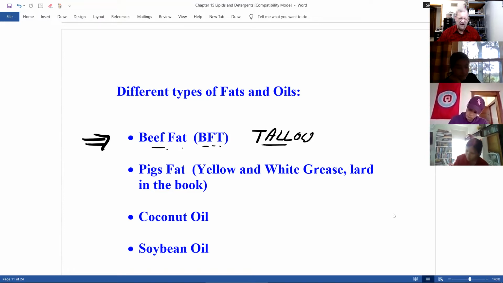Now, another important fat and oil comes from pig's fat. If you've ever made bacon, what's left behind in the pan after you fried up your bacon is pig's fat. But in cooking, they call it lard. But you should know that yellow grease and white grease are pig's fat. And the difference is how light a color they are. White grease is a penny more expensive than yellow grease. If you're buying 100 million pounds a year, that makes a big difference. But those are pig's fat.